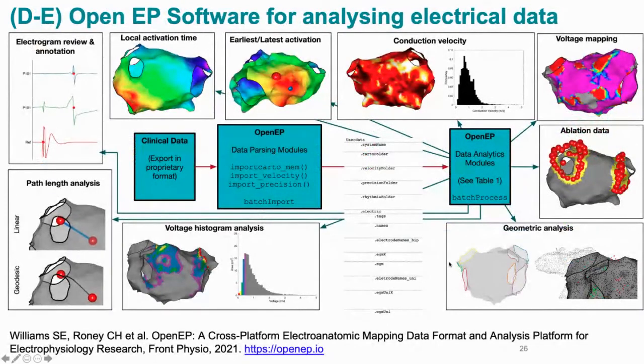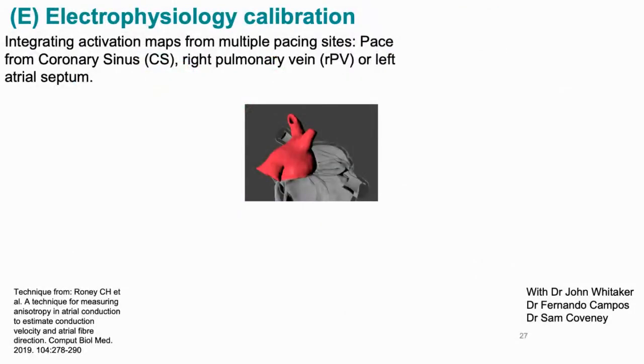And all of this analysis really needs the electroanatomic mapping toolbox, so OpenEP software, and this was developed by Stephen Williams at King's and Nick Linton at Imperial, and we also have other people who are adding to it now. So the toolbox just gives you a standard framework for importing and post-processing the data from the different systems, and it's available open source again at OpenEP. So the next factor that we need to include is how do we calibrate the electrophysiology?